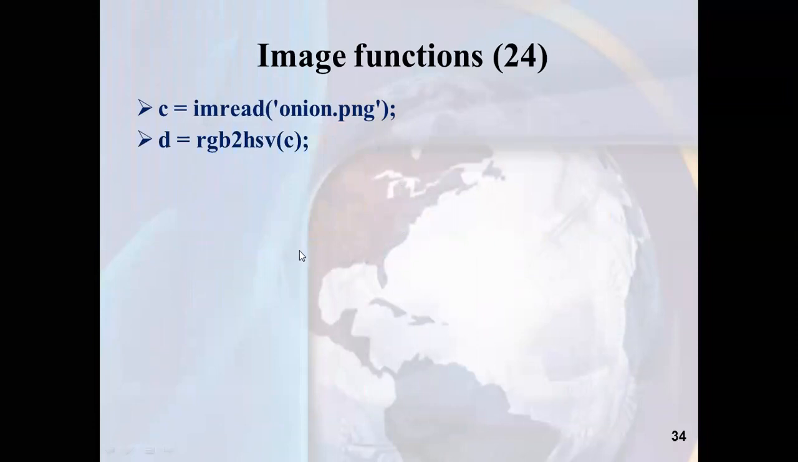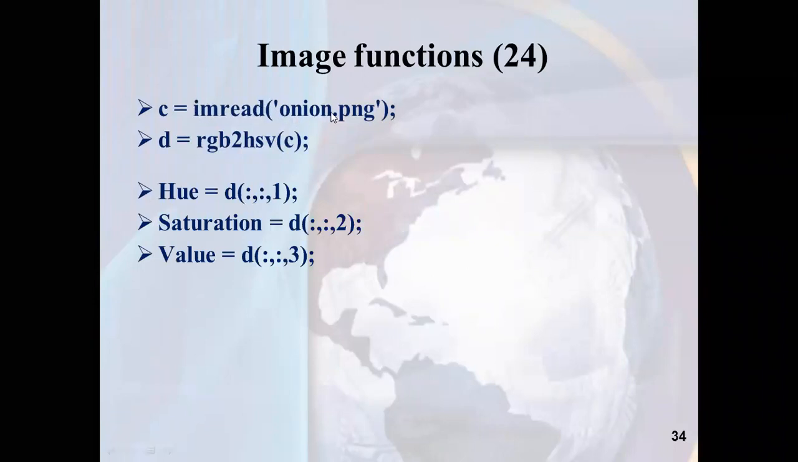Finally, to go to the HSV space, we cannot display the image in type HSV. So imread, this is imread onion.png, then rgb2hsv. It's a new function, you can write it. This function transforms RGB into HSV. So we obtain 3 matrices, one for hue, one for saturation, one for value. This is for the color system HSV.